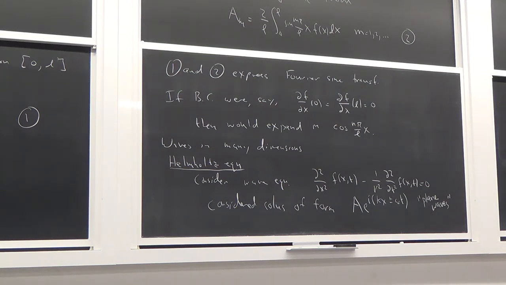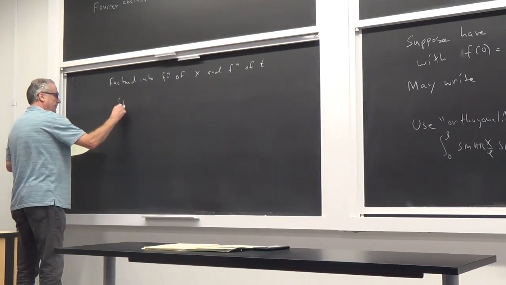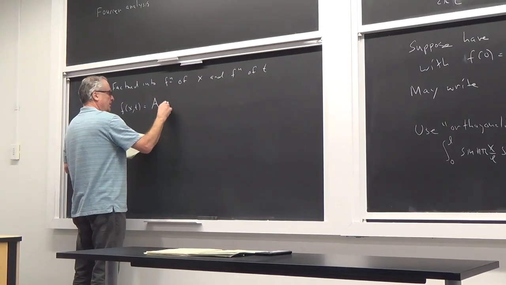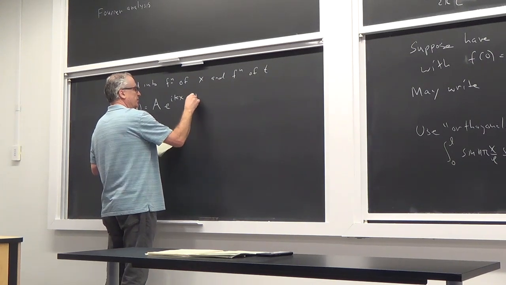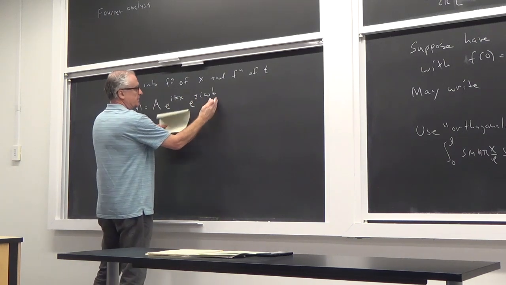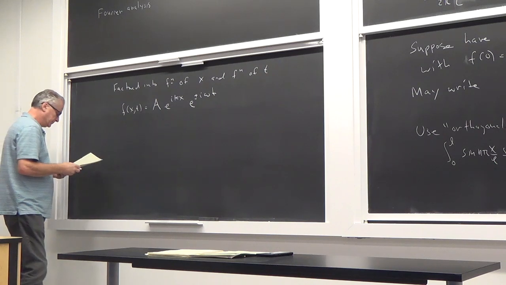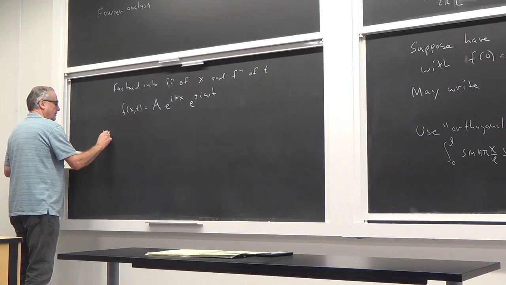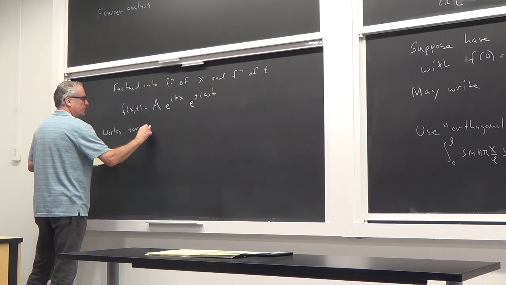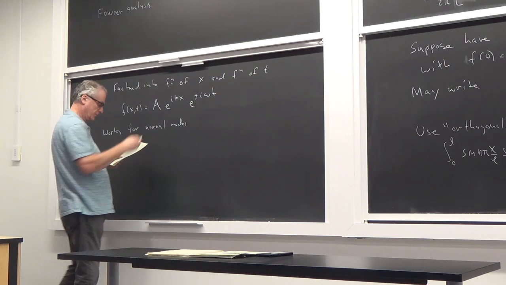So in writing down that solution, we've effectively factorized our solution into a function of space and a function of time. And so this kind of separation of variables is going to become another theme in how we approach multivariate problems. So explicitly, a e to the i kx times e to the plus or minus i omega t, a function of position times a function of time. And in particular, this separation, this factorization, works for normal modes.